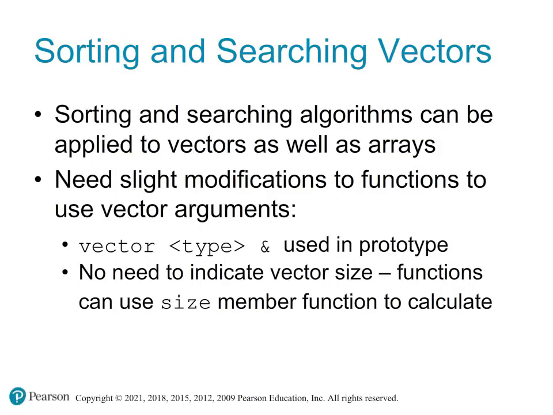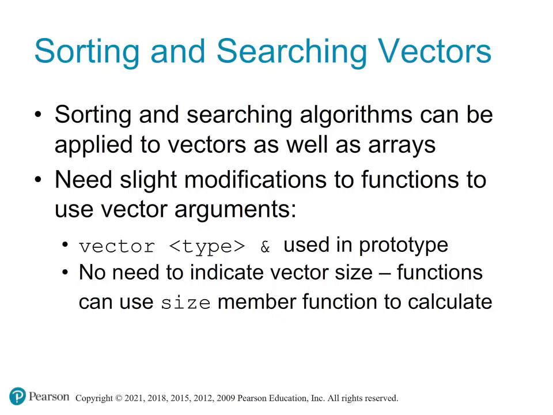In many cases, you'll find yourself working with vectors instead of arrays. Many sorting and searching algorithms can be adapted to work with vectors, with only minor modifications. When defining a function that takes a vector as an argument, you use vector, angle bracket, you specify the type, and an ampersand in the function prototype to pass it by reference. This allows you to modify the original vector.